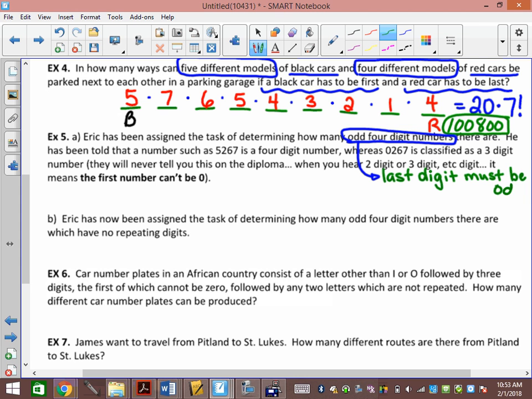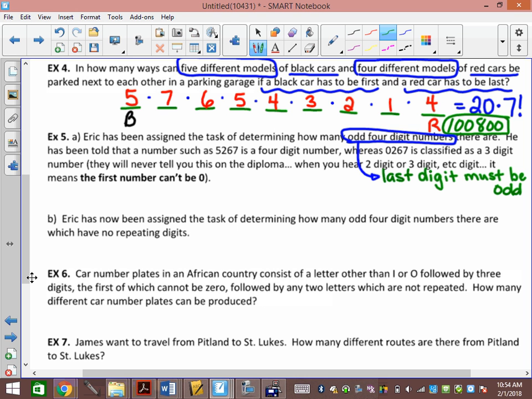They're not going to say a 4-digit number where the last digit has to be odd. They're not going to say that. They're going to say an odd 4-digit number, and you need to know that when it says odd or even, your last digit needs to be odd or even in order for that number to be odd or even. Okay? So the last digit.